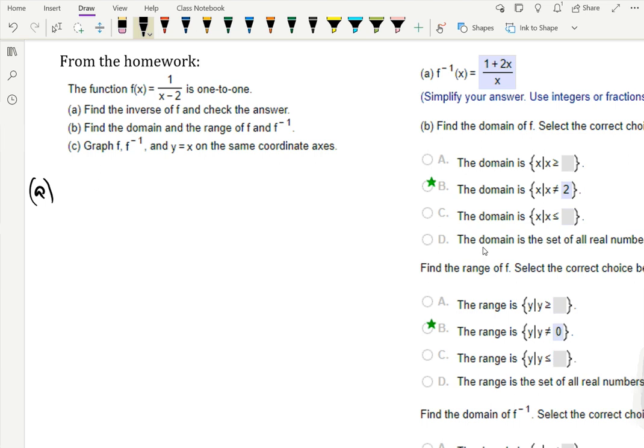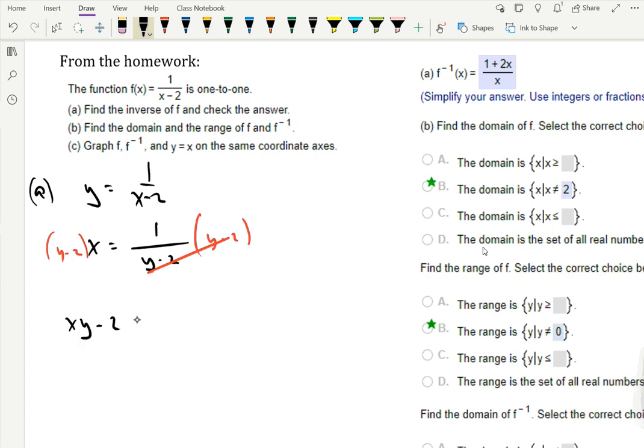So step number 1, replace f of x with y. So I've got y equals 1 over x minus 2. Now I'm going to replace the x with y and y with x. Let's see, if I want to solve this, I'm going to have to multiply both sides by y minus 2. That way they cancel on the right side. So I have xy minus 2x equal to just 1.